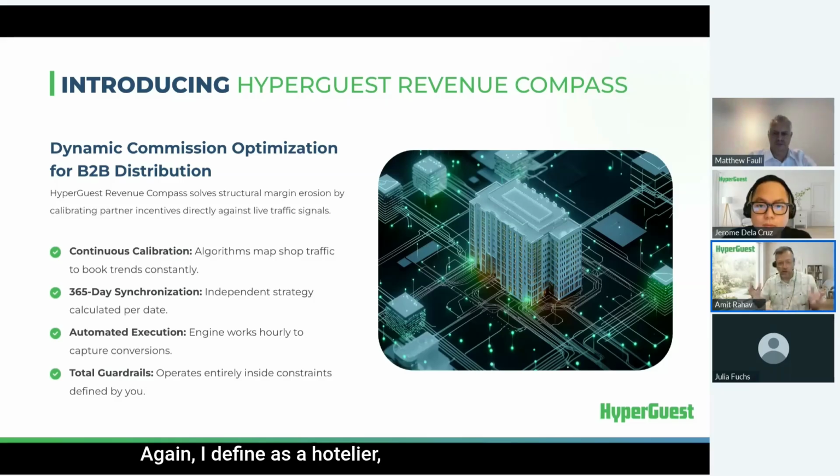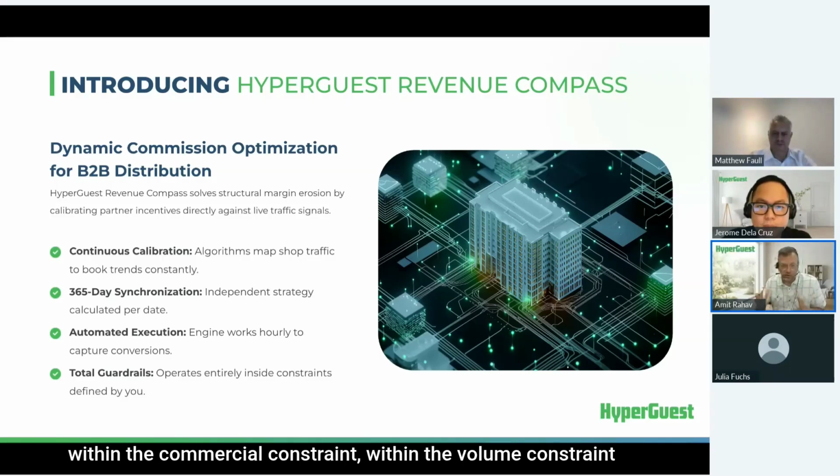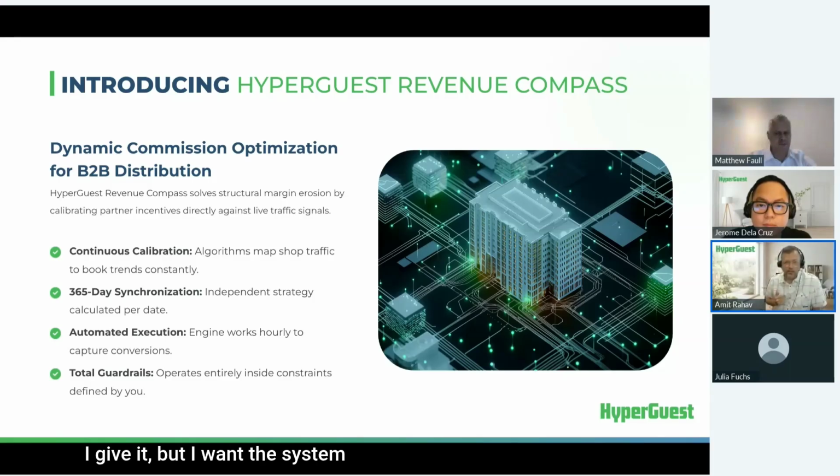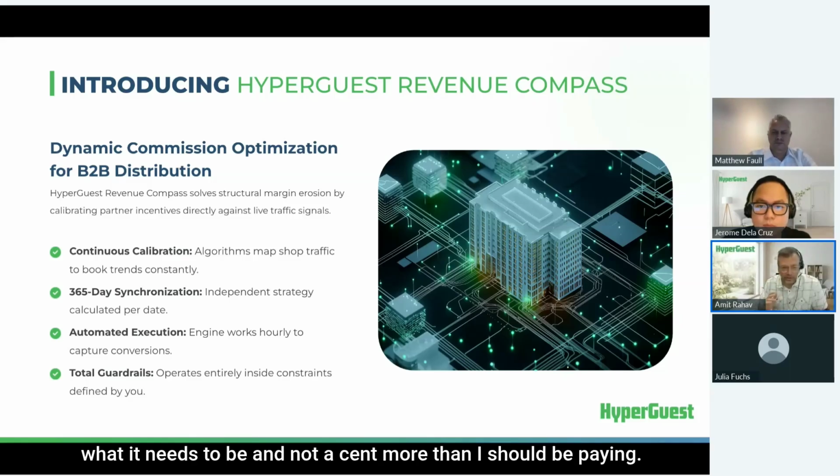Again, as a hotelier, I define the guardrails. I want to make sure the system is going to do exactly what I tell it within the commercial constraints and within the volume constraints that I give it. But I want the system to find the optimum for me. And I know I will get those B2B bookings at the ADR that is exactly what it needs to be and not a cent more than I should be paying.